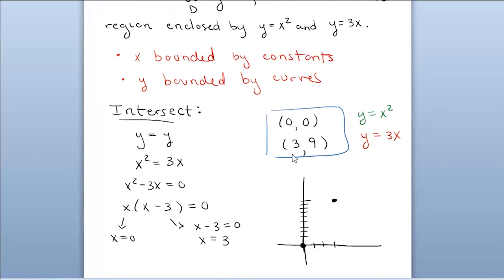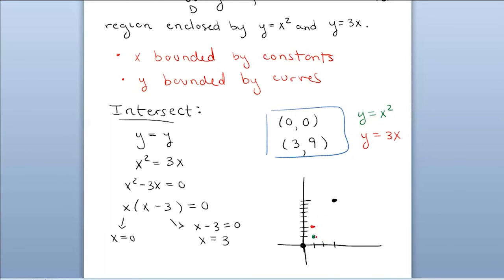So let me take green, and let's say we have x equal to 1 would be fine. So for the green one, 1 squared is 1, and so we'd have a point at (1, 1). Now for the red, if we plug in 1, we have a point at (1, 3). So I'm immediately seeing actually that the straight line is the upper curve.